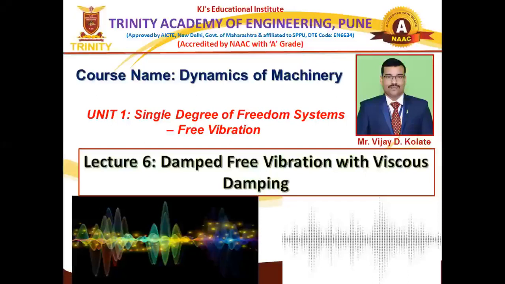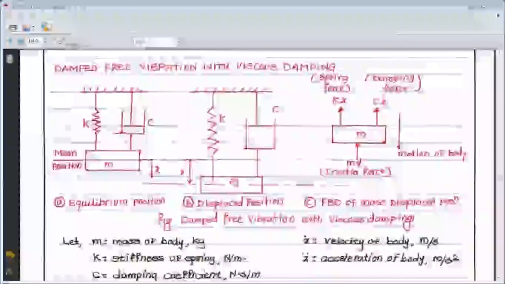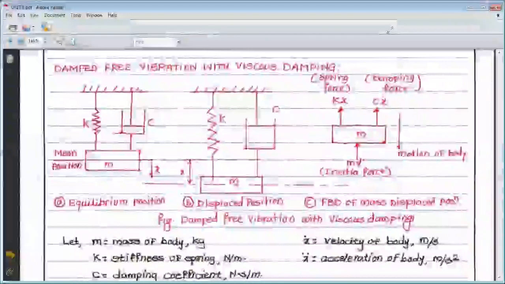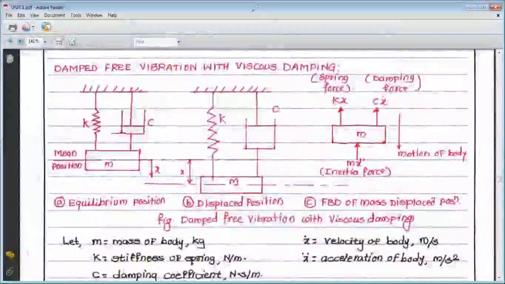Our next lecture is the 6th lecture on unit number 1, that is damped free vibration with viscous damping. Up till now we have seen the fundamentals of vibration, then classification of vibration, then free undamped vibration. Now we start with damped free vibration with viscous damping in unit number 1, that is single degree of freedom system free vibration. So let us start with our lecture.